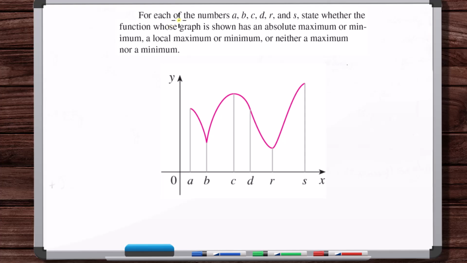All right, for each of the numbers a, b, c, d, r, and s, state whether the function whose graph is shown has an absolute maximum or minimum, a local maximum or minimum, or neither a maximum nor a minimum.